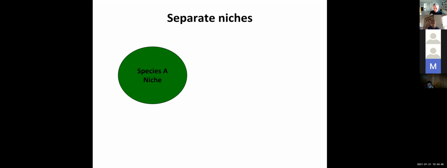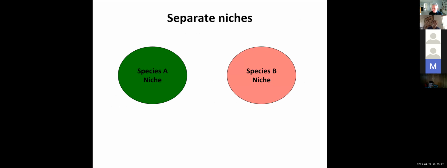So the easiest relationship to understand with niches is when you have separate niches, right? Species A has its niche and species B has its niche. And again, just to remind you, the niche is the specific set of conditions that a species needs to survive and thrive, right? So they can be in the same physical environment, but not share the same niche.